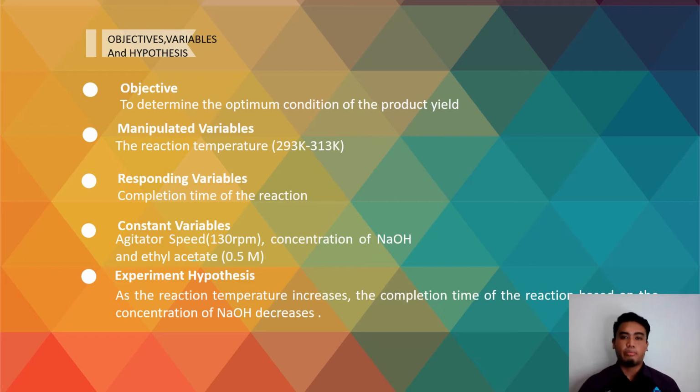Next is the constant variable, which is the agitator speed, which is set to 130 rpm, the concentration of sodium hydroxide and also ethyl acetate, which is set to 0.5 molar. And lastly, the experiment hypothesis. For the hypothesis, as the reaction temperature increases, the completion time of the reaction based on the concentration of sodium hydroxide decreases. So that is all. I will pass the presentation to my colleague.